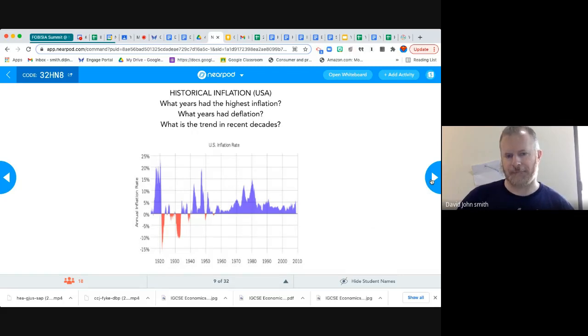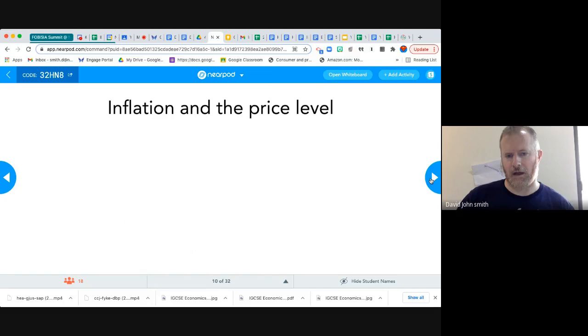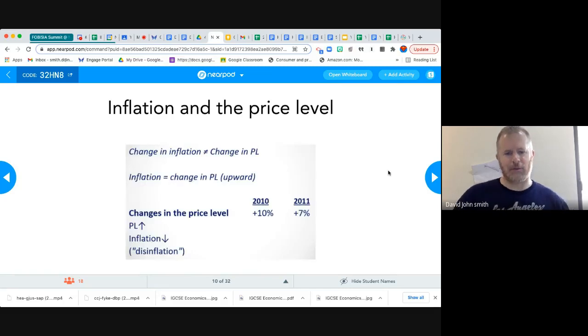All right, now, inflation and the price level. A little bit mathematical. As an understanding, we need to know that a change in inflation does not mean a change in the price level. Inflation is the change in the price level, but the change in inflation is not necessarily. So if you've got changes in the price level, there they are. Price level has gone up, but the inflation rate has actually gone down. So there's still an increase in prices, but you've got disinflation occurring.